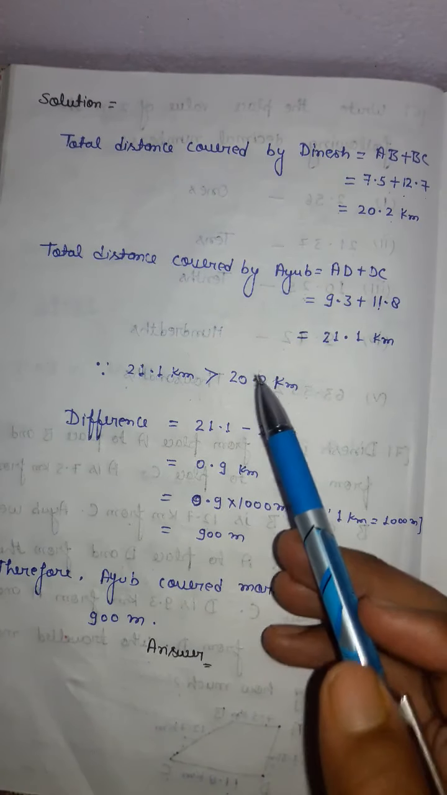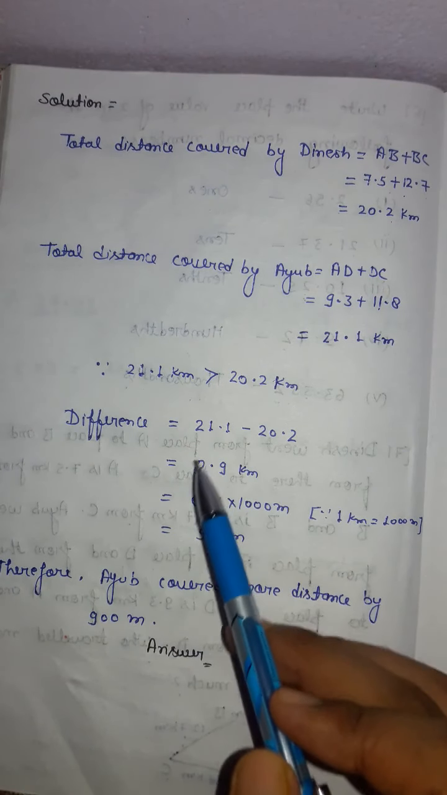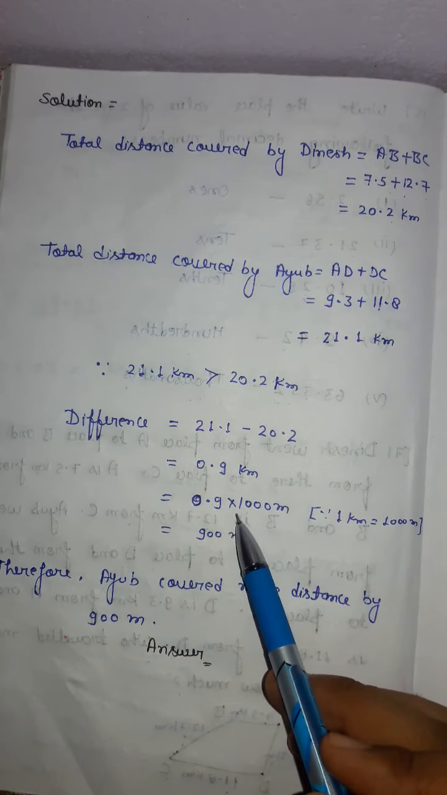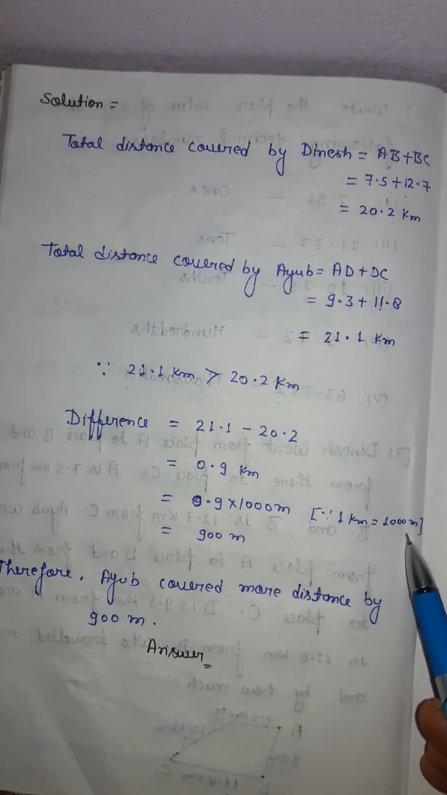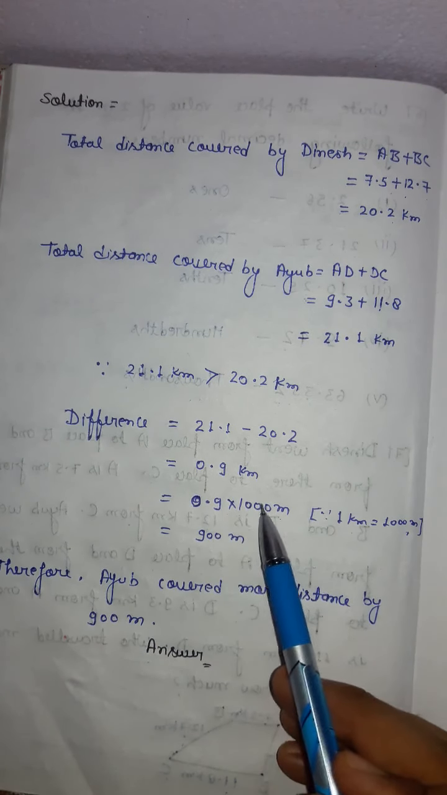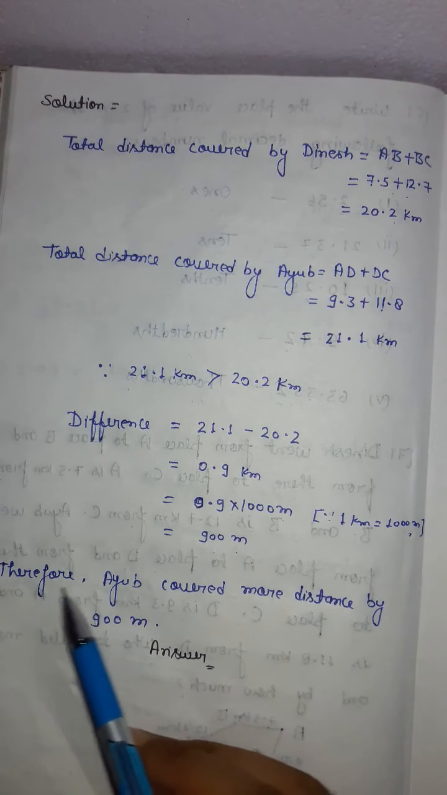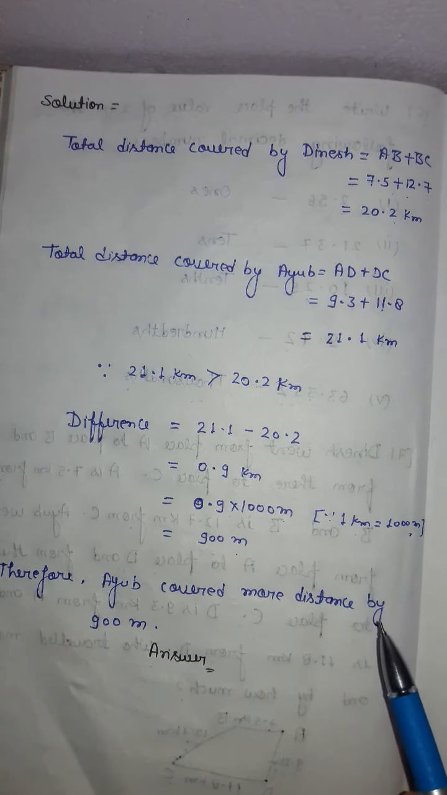We had to tell by how much, so that's why we will find the difference. So subtract the smaller one from the greater. So we will get 0.9 km, and you know that if you have to convert into meter, then we will multiply by 1000. Why? Because 1 km is equal to 1000 meter. So after multiplying it would be 900 meter. So that's why we can write that therefore Ayub covered more distance by 900 meter. It is our answer. So similarly you will do the remaining questions of this exercise.